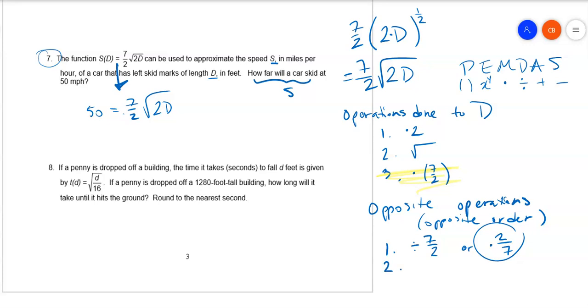And then we need to undo the second operation, which is the square root. The way that you undo the square root is that instead of taking the square root, you square both sides. We need to raise both sides to the second power. This will undo this one, which is the same thing as both sides to the 1/2 power. If we raise to the second power, it will undo raising to the 1/2 power.